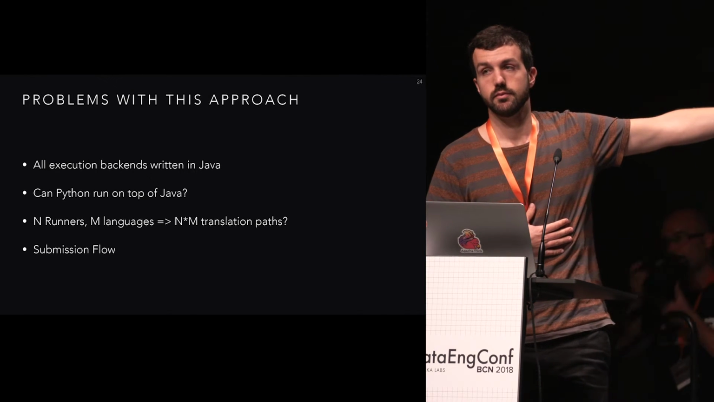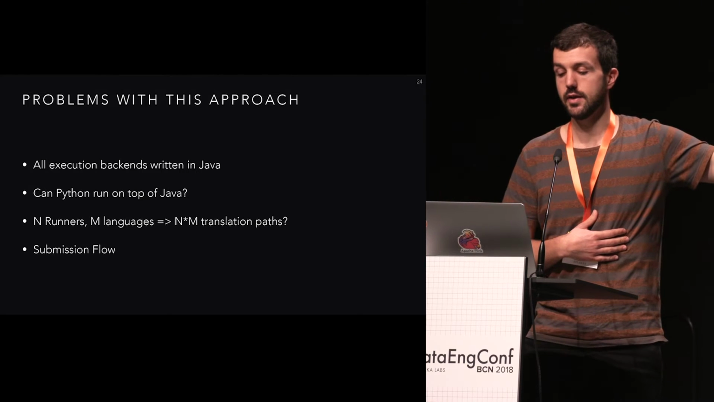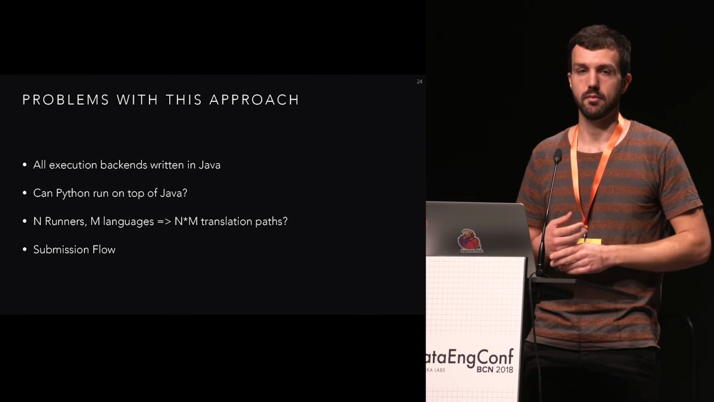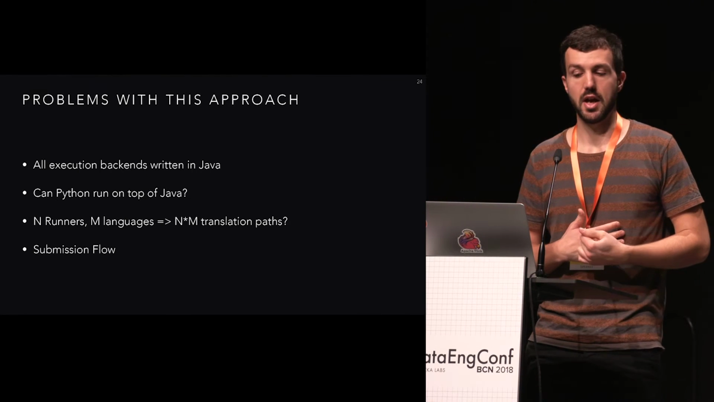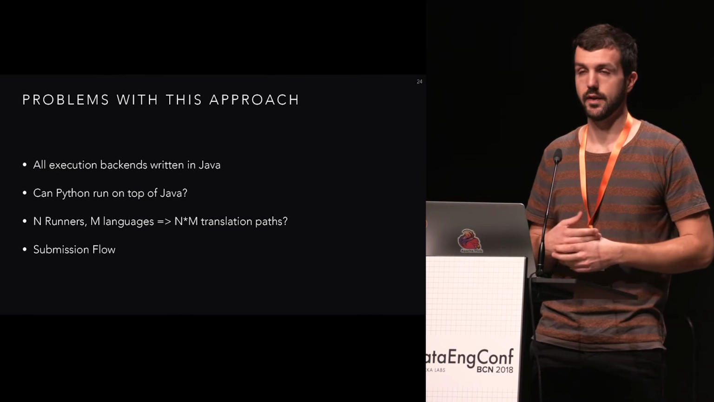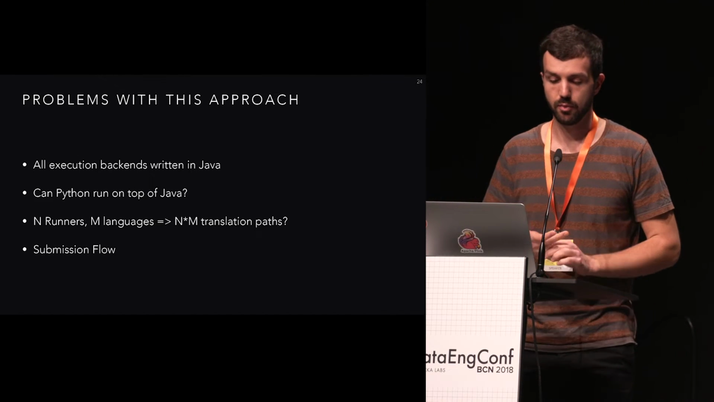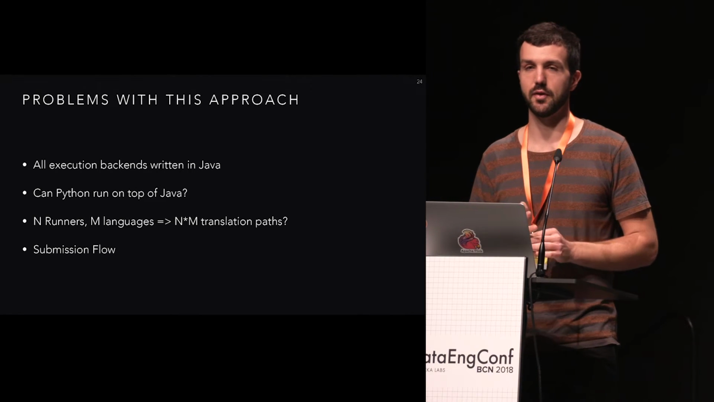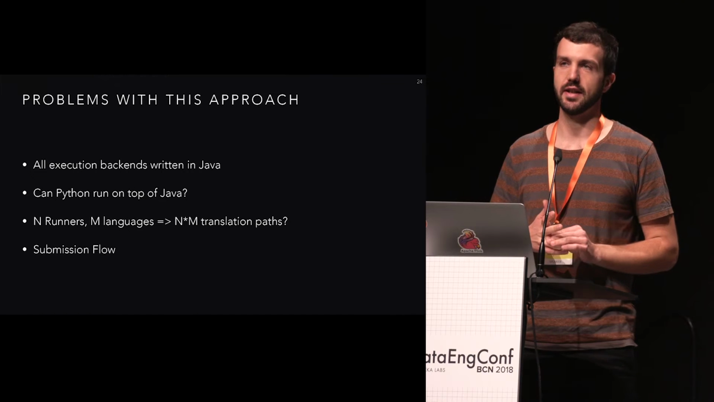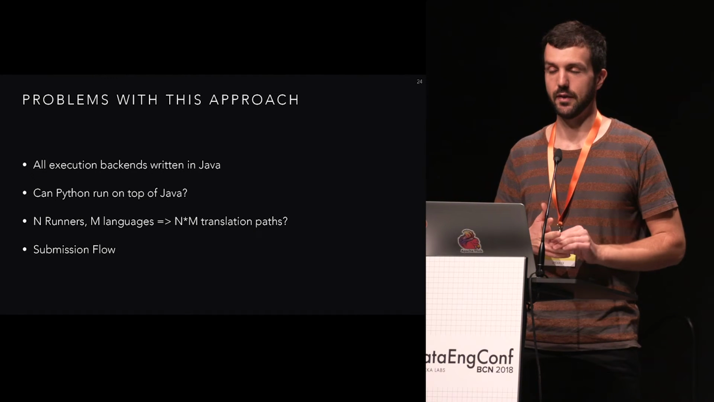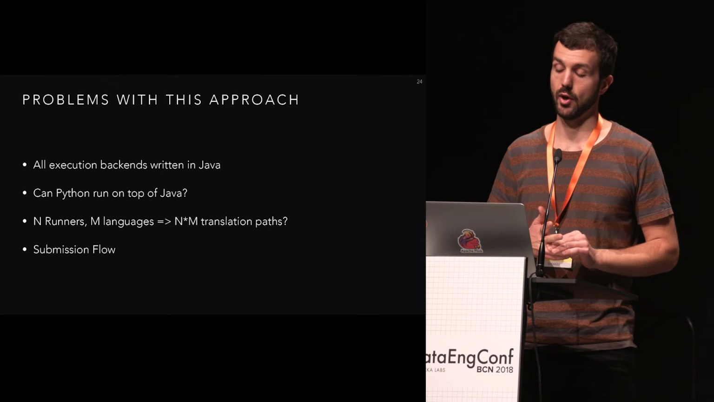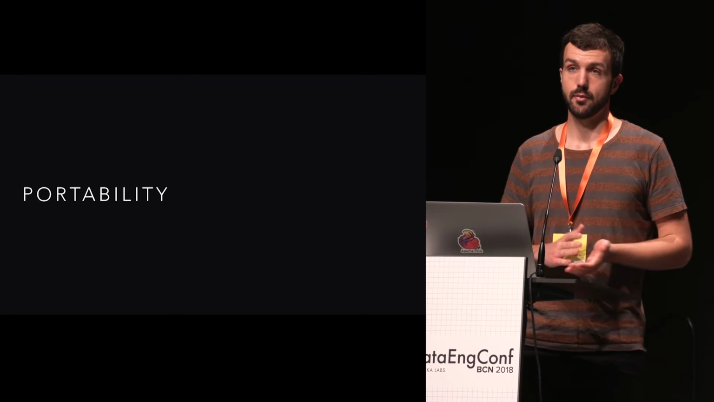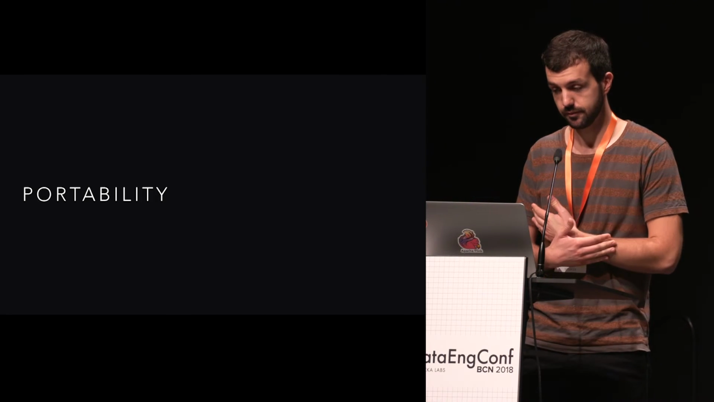So what can we do? It's simple, right? We have n runners, we have m languages, so we just build n times m translation paths. So we have 5 runners, for instance, 3 languages, 15 translation paths. No problem, right? Well, it's a bit of a problem actually, because replicating this logic for all these different languages and runners is a lot of work. So what the project did instead was work on portability.